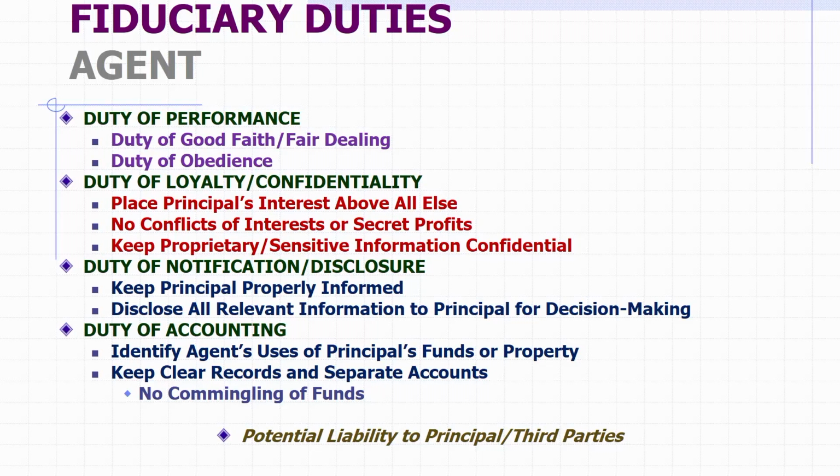The duty of notification and disclosure, that's the idea that you've got to keep the principal fully informed so that they can make appropriate decisions based on full facts. So be careful about making certain that you're disclosing all the relevant information. And then the duty of accounting. If you have funds or property from the principal, you're not supposed to commingle it with your own materials. And you're also supposed to make certain that you are able to later on clearly justify your uses of the principal's funds and property. And you're liable, if you go outside of that, for breach of your fiduciary duties.